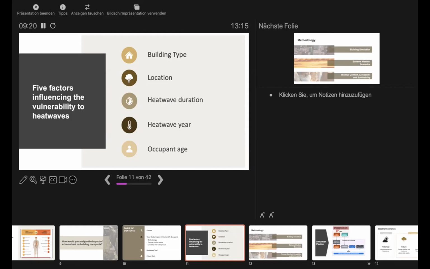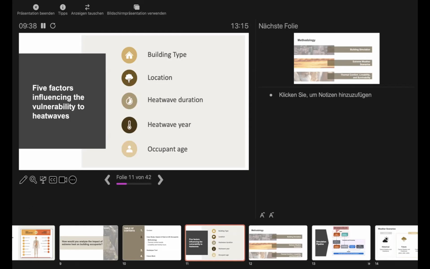And then finally, the occupant age is also essential because, for example, elderly people have a restricted sweat rate, so they cannot cool themselves down as efficiently, which of course makes them overheat a lot faster. So we looked at all of these different factors and also combinations of them.